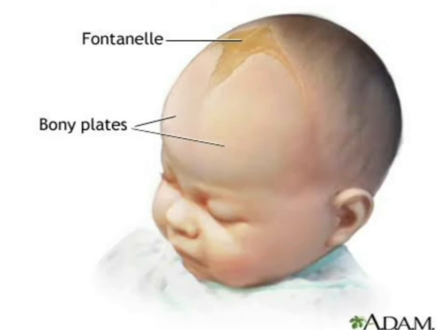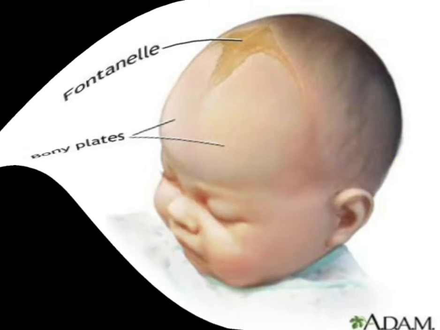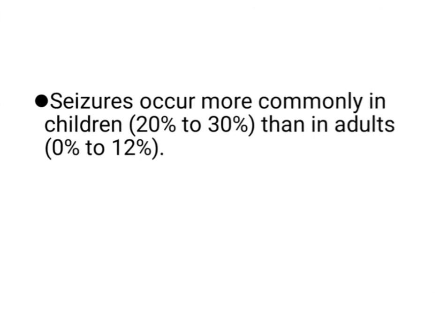So bulging of the fontanelle can occur when fluid builds up in the brain or the brain cells, causing increased pressure inside the skull. So this results in the bulging of the fontanelle. Coming to the seizures, which is another sign and symptom. Seizures occur more commonly in children, that is 20 to 30%, than in adults. In adults it occurs at a rate of 0 to 12%. The seizure which occurs can be focal or generalized.